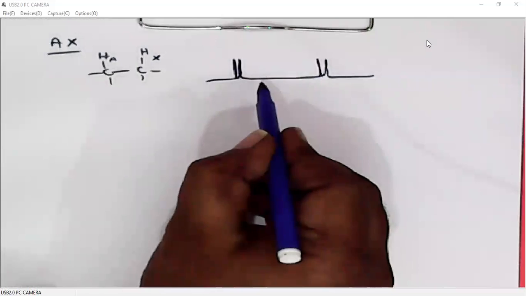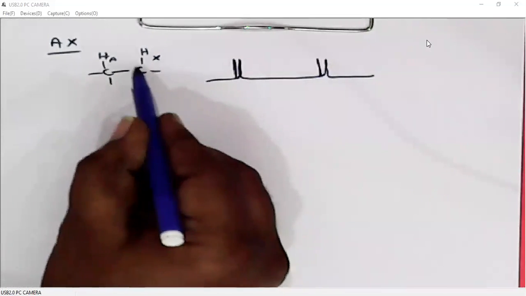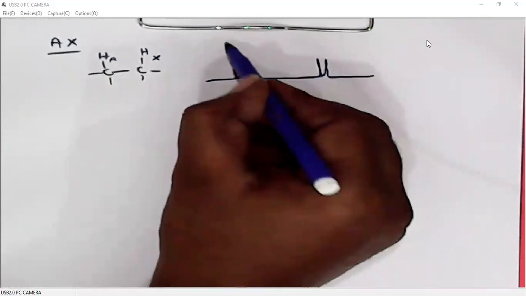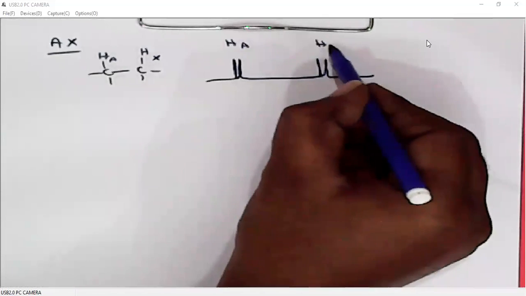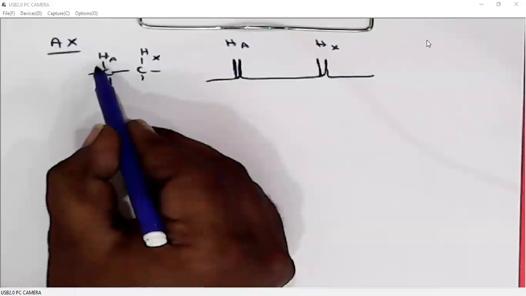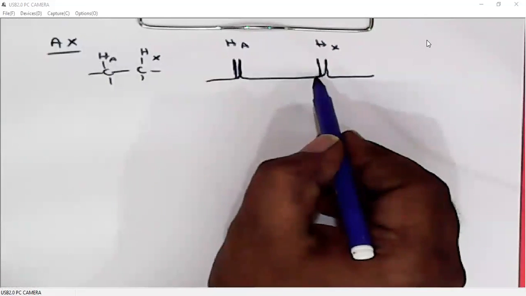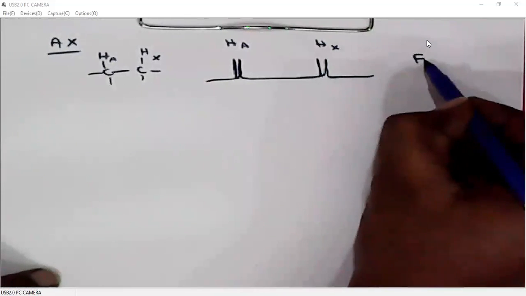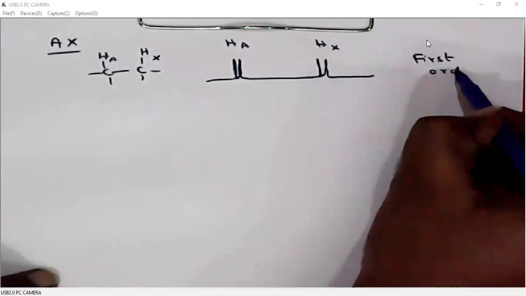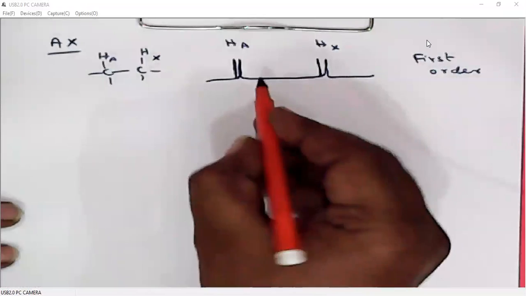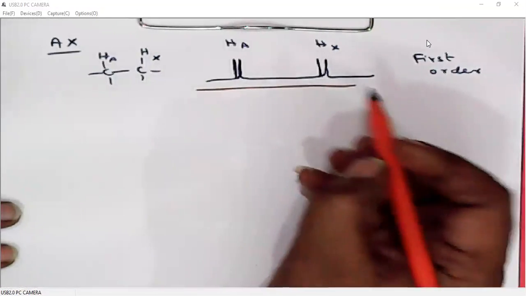If the spectrum is very clear, because this proton has one alpha hydrogen, based on the n+1 rule, it gives a doublet. Say for example, this is for the A type proton, and this is for the X type proton. Similarly, this X type proton also has only one alpha hydrogen, so according to the n+1 rule, we get a doublet here. So that means if the spectrum is very clear, then we will call it a first order spectrum.